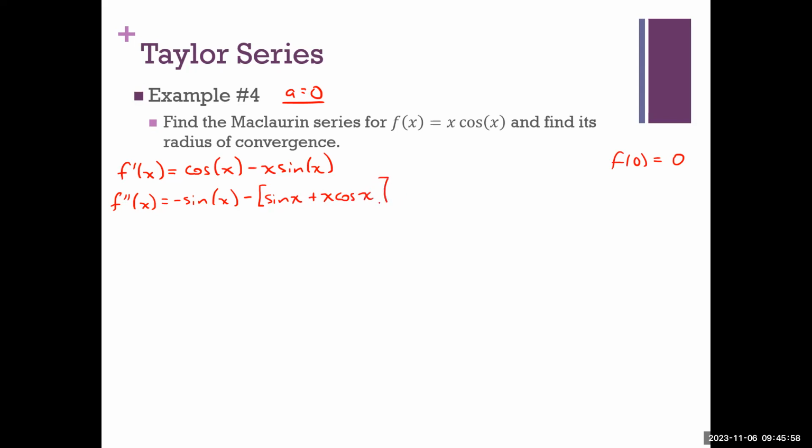Do we agree? Derivative of x is 1 times sine of x. Derivative of sine of x is cosine of x times x. Does this simplify at all? x cosine x minus 2 sine x. That'd be negative. Yeah, thank you.